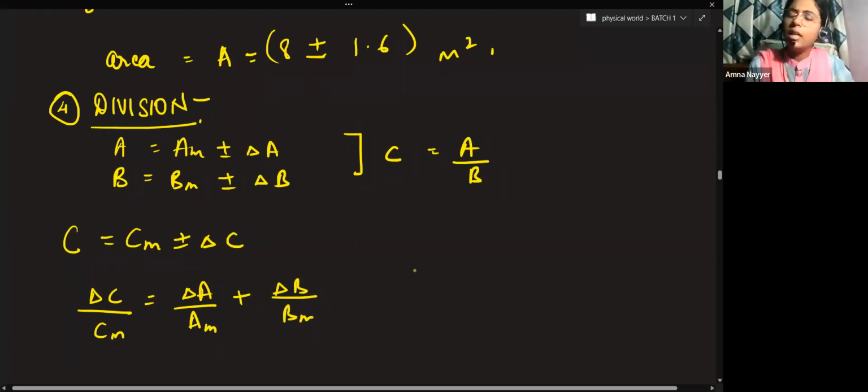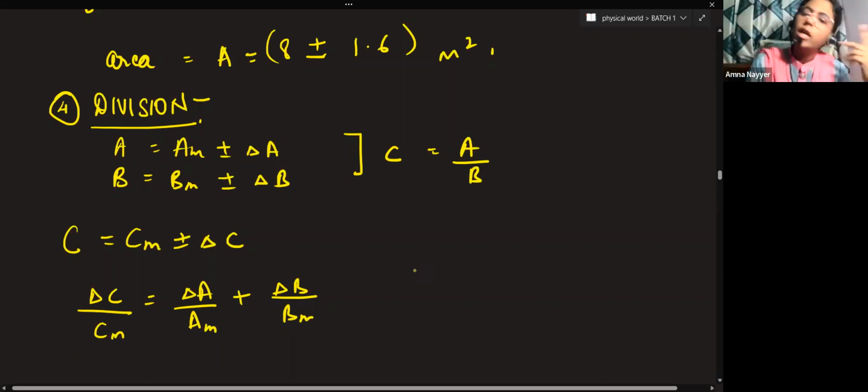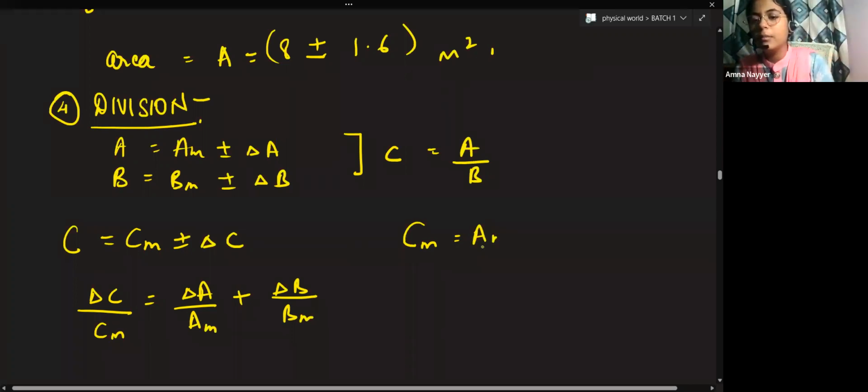Even if you are given a third quantity, add this in this manner. However, it is not necessary that you will get only A and B, two quantities. You can get 4, you can get 5. Method remains the same. Now, calculation of CM is only different. Instead of multiplying AM by BM the way you have done in multiplication, here you will do AM divided by BM. This is just the difference.